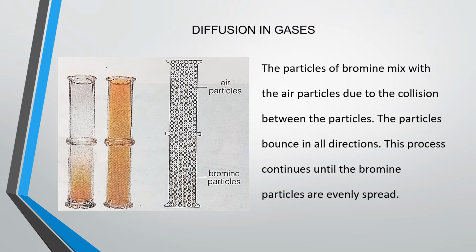Diffusion in gases. In this glass jar, a drop of bromine water was added. After some time, the glass jar was completely filled with the vapors of bromine. This diagram represents the arrangement of air and bromine particles. The particles of bromine mix with the air particles due to the collision between the particles. The particles bounce in all directions. This process continues until the bromine particles are evenly spread.